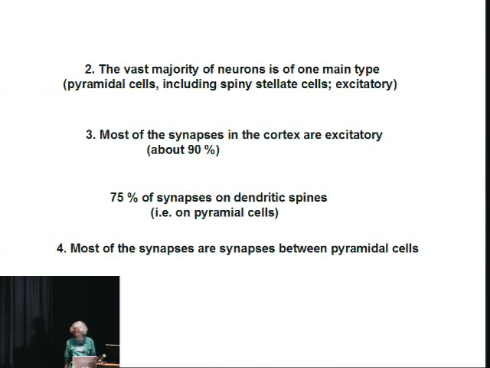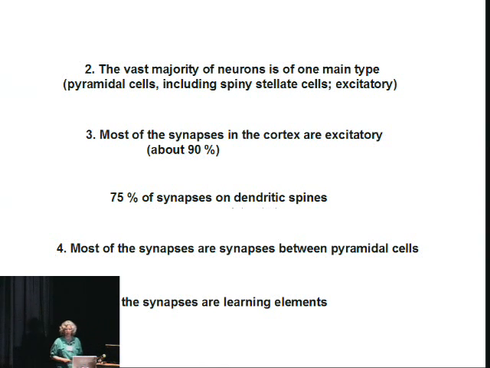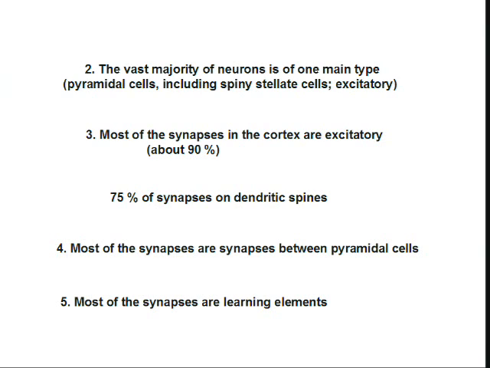This is something which has been around since the 60s or so, the idea that the shape of the spine may have an influence on the strength of a synapse. And if this is true, and there is more and more evidence for that, one may conclude that most of the synapses in the cortex are learning elements, and maybe this is simply one of the main features of the cortex, to be a huge learning device.